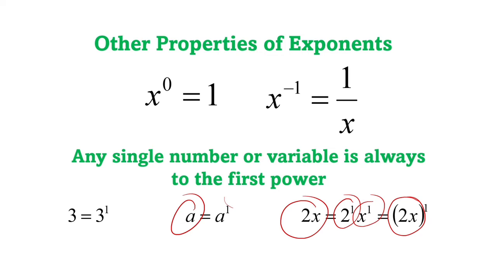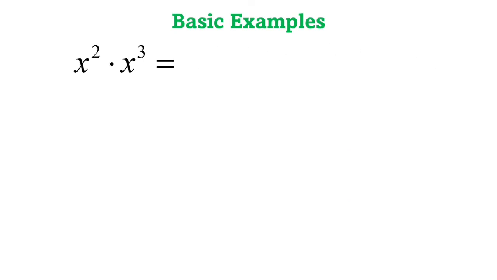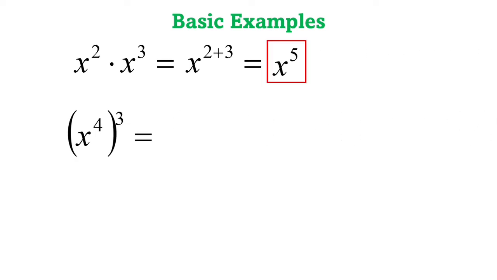Kahit what, automatic siya. Basic example, halimbawa, x raised to 2 times x cubed. So, sabi natin kanina, when we are multiplying the same bases, what we do to the exponent, ina-add lang po natin. So, that will become x raised to 2 plus 3, which is equal to x raised to 5. Another example, x raised to 4 raised to 3. It is a power of a power. Automatic po kapag ganito yung case natin, we just simply multiply our exponent. So, that will become x raised to 4 times 3, which is equal to x raised to 12.